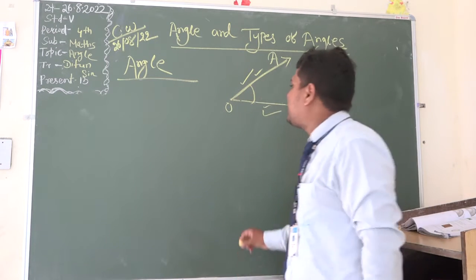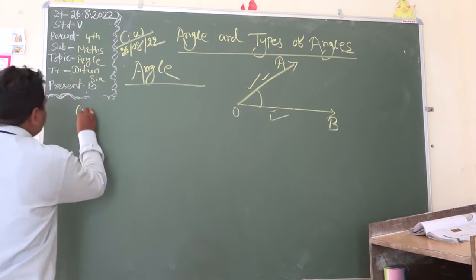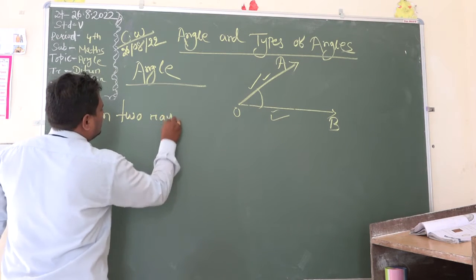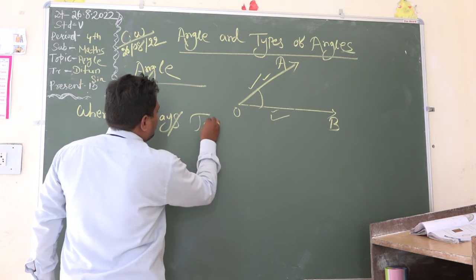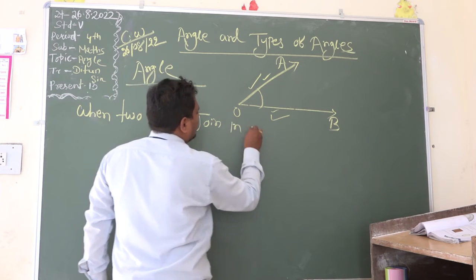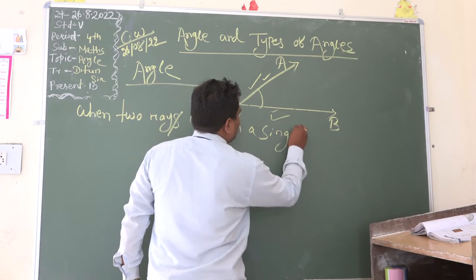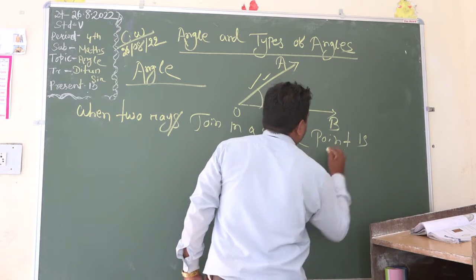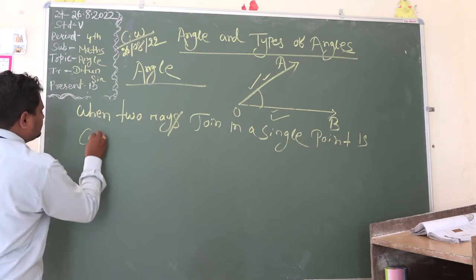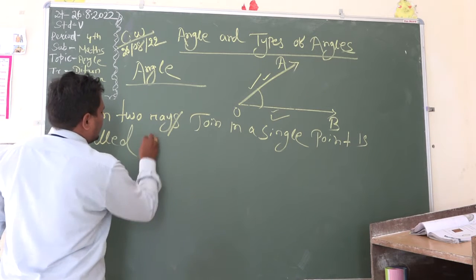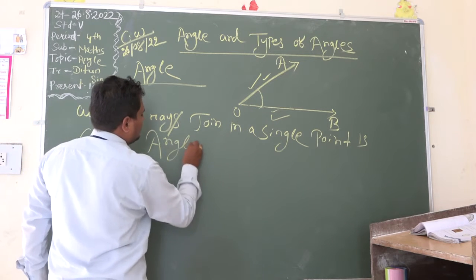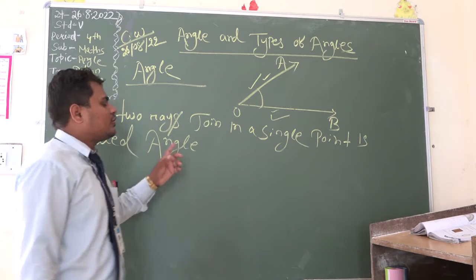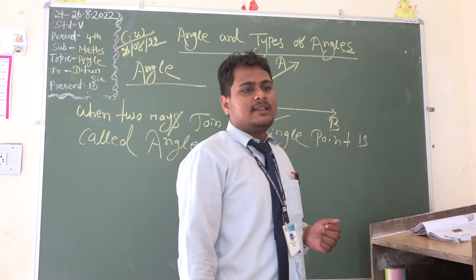So, writing the definition: when two rays join in a single point, that is called an angle. Okay, write it. When two rays join in a single point, that is known as an angle.